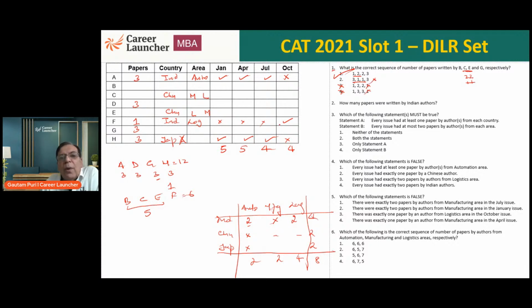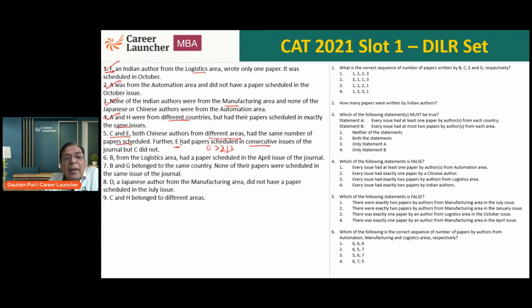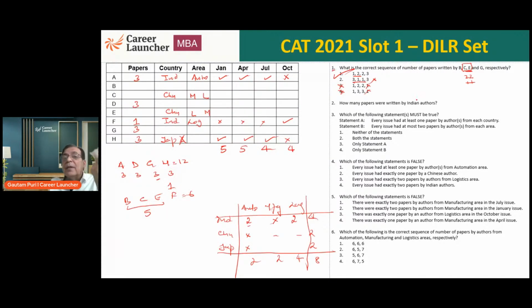Question 1, choice 2 is wrong because C and E have more than one paper. How do I know that? It says E has papers published in consecutive issues. To publish in consecutive issues, you need at least 2 papers, right? So the number of papers published by C and E has to be greater than 1. We got the answer to question 1. But this also tells me that B, C, E will be 1, 2, 2. So B will be 1, C will be 2, E will be 2.